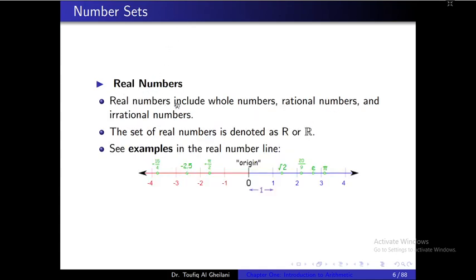Real numbers. Real numbers include whole numbers, rational numbers, and irrational numbers. The set of real numbers is denoted by capital R, and we can represent the real numbers on the number line like this one.